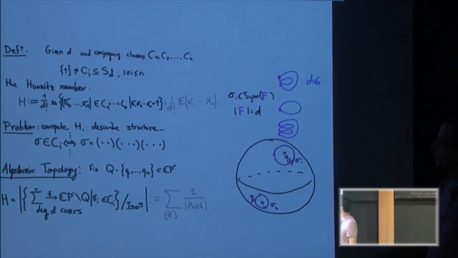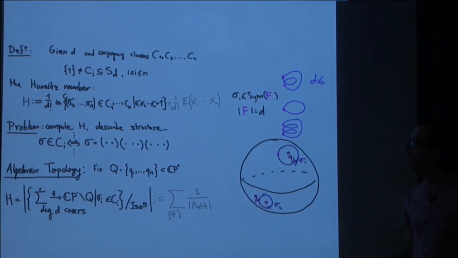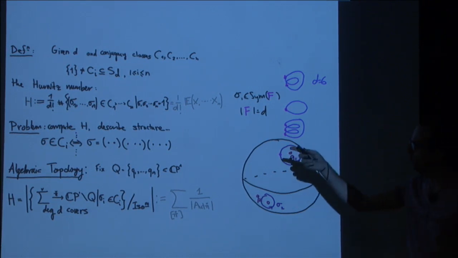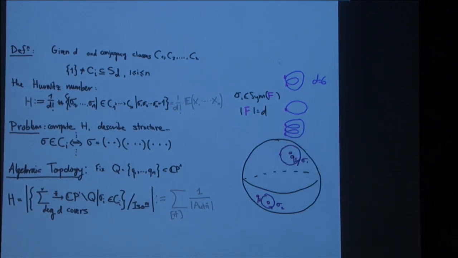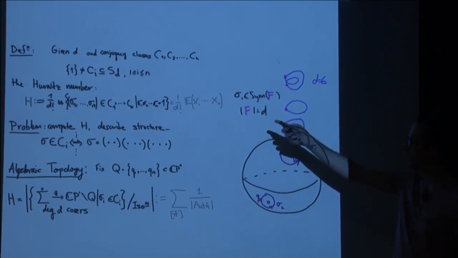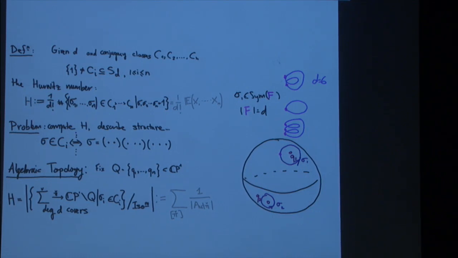Let's start with a question in group theory. Suppose we're given an integer d and n non-identity conjugacy classes in the symmetric group on d elements, which I denote C_i. And we define a rational number, the Hurwitz number, as 1 over d factorial times the number of n-tuples of permutations in S_d such that the product is 1 and each sigma_i is required to live inside the conjugacy class C_i.